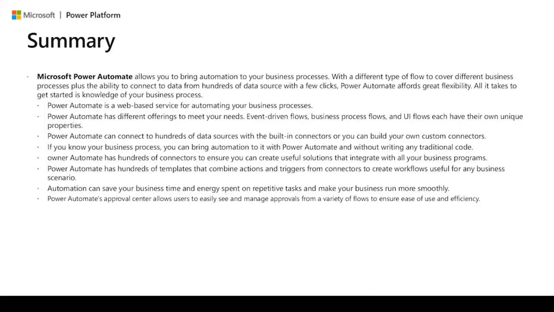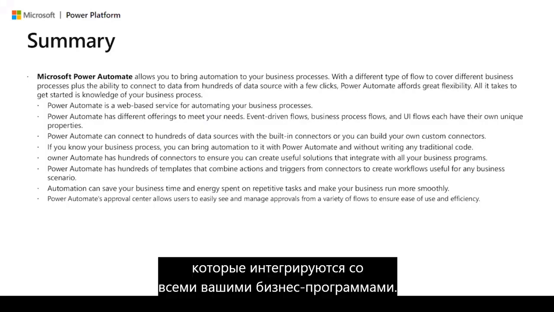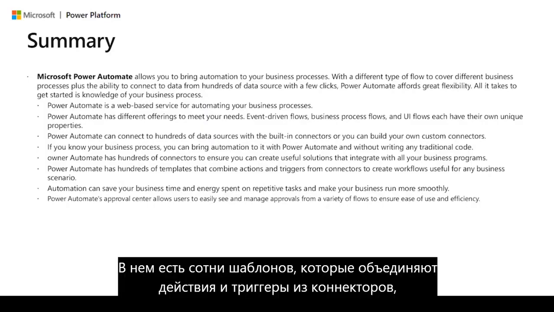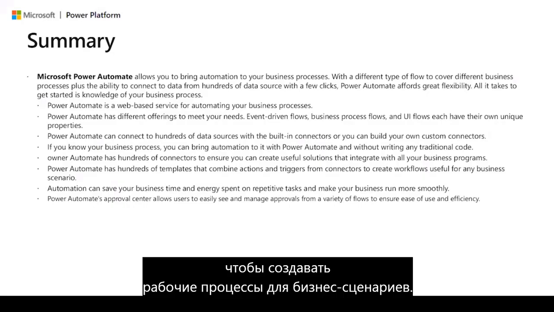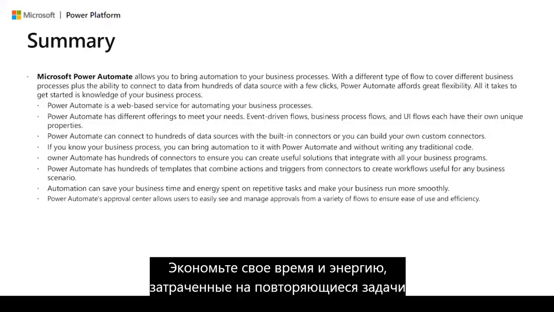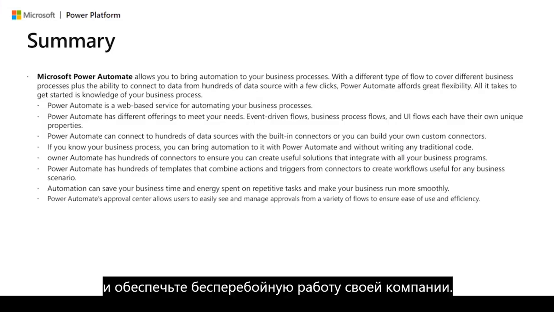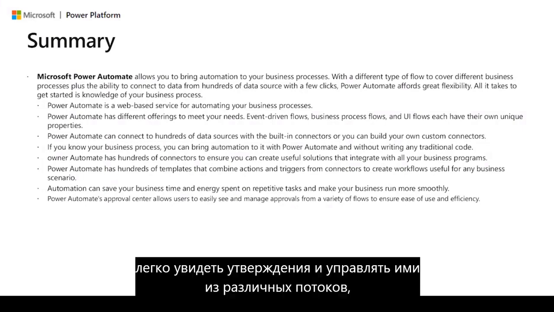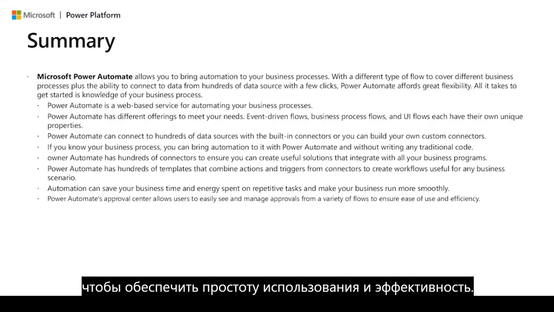Power Automate has hundreds of connectors to ensure you can create useful solutions that integrate with all your business programs. It has hundreds of templates that combine actions and triggers from connectors to create workflows useful for business scenarios. Save your business time and energy spent on repetitive tasks and make your business run more smoothly. And finally, the Approval Center allows users to easily see and manage approvals from a variety of flows to ensure ease of use and efficiency.